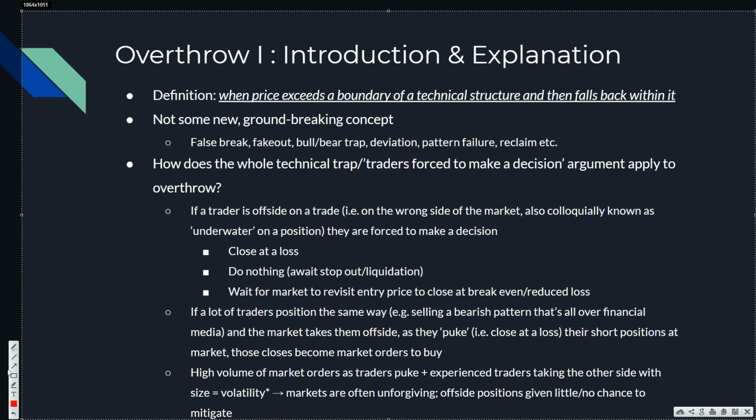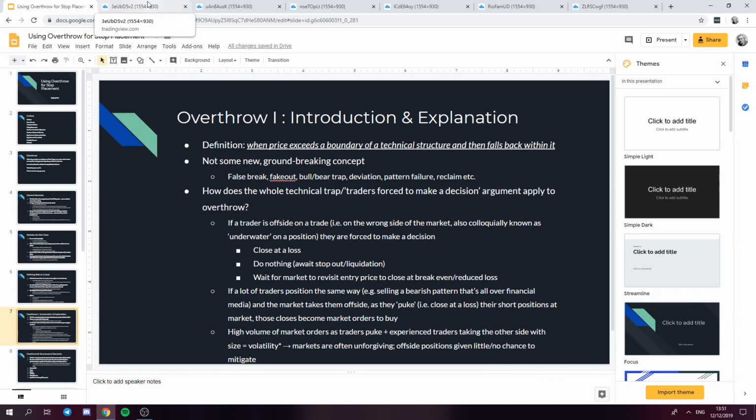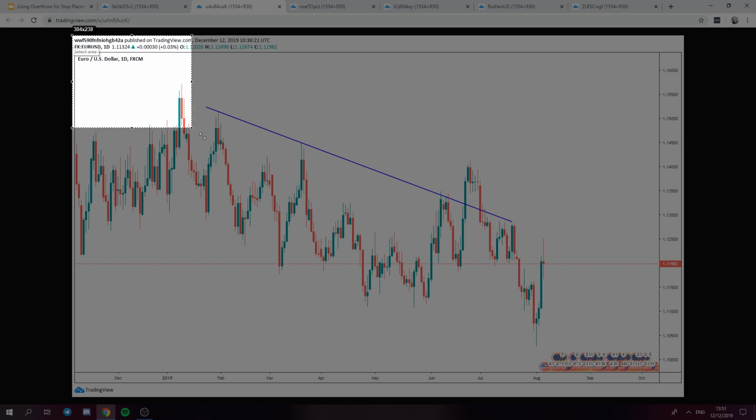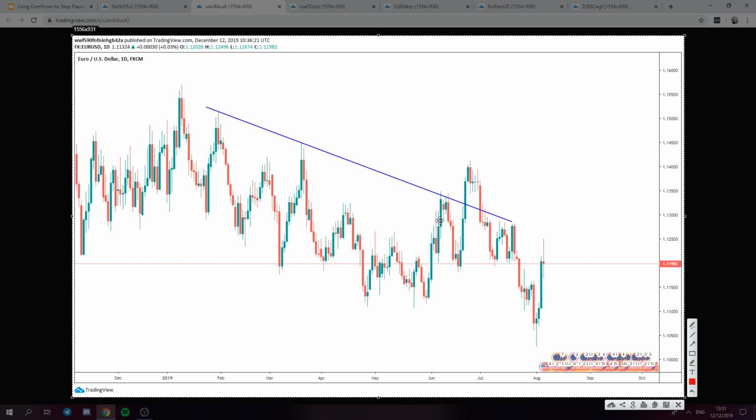You know what? Let's look at one of the chart examples to present this. How about the euro dollar one? We will revisit these charts for different purposes.